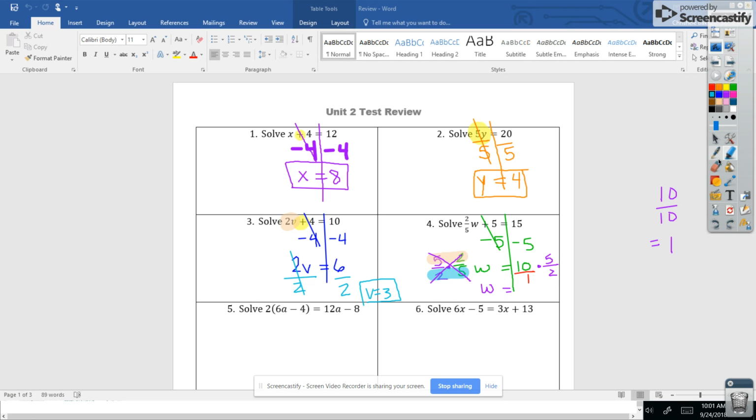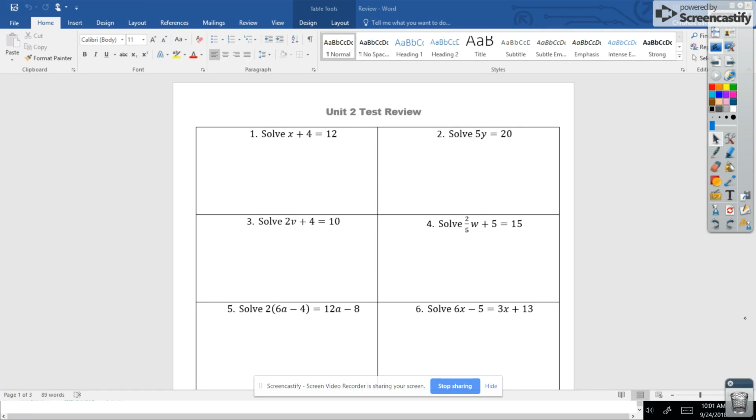So multiplying my fractions, I multiply my numerators, multiply my denominators. 10 times 5 is 50. 1 times 2 is 2. And 50 divided by 2 is 25.